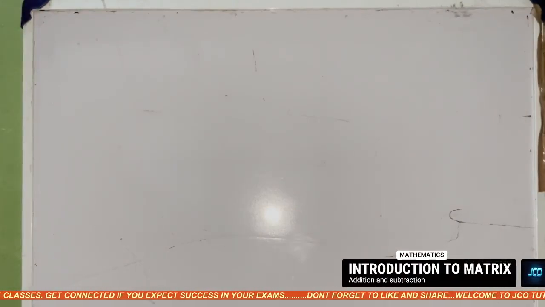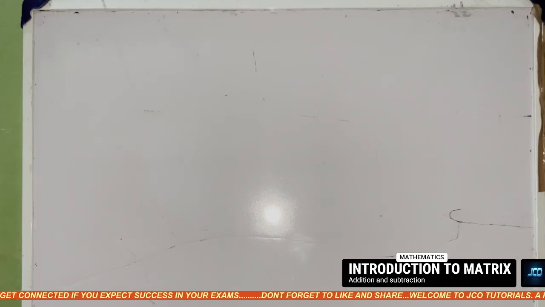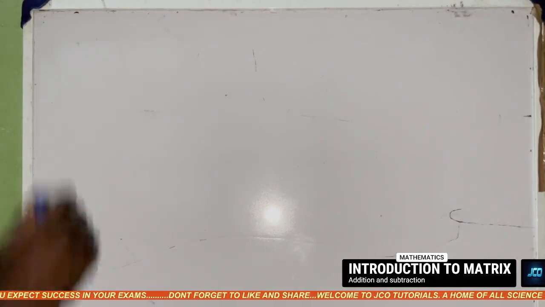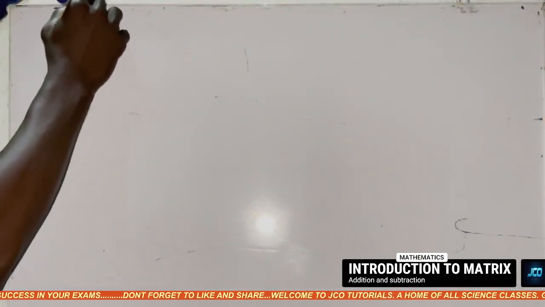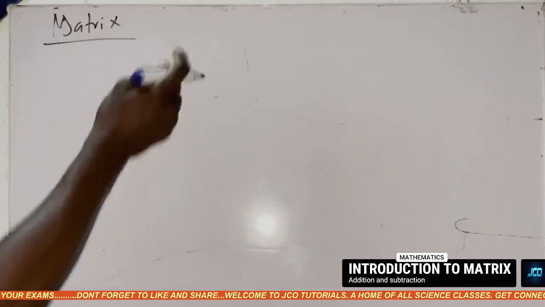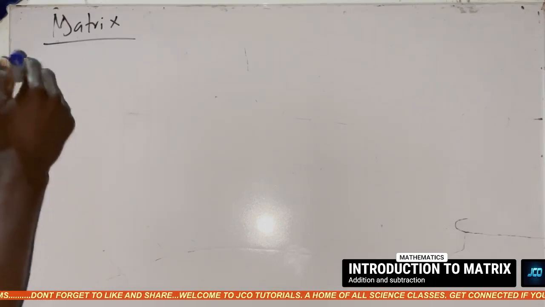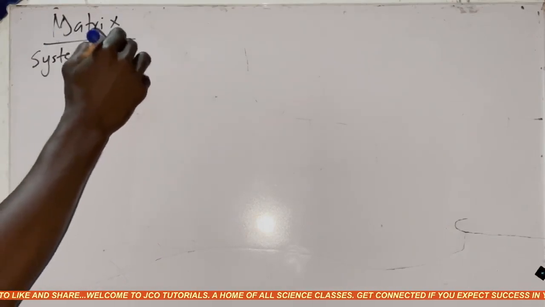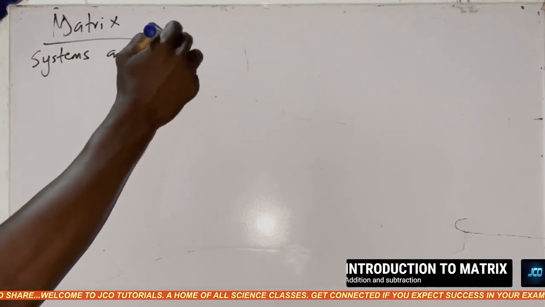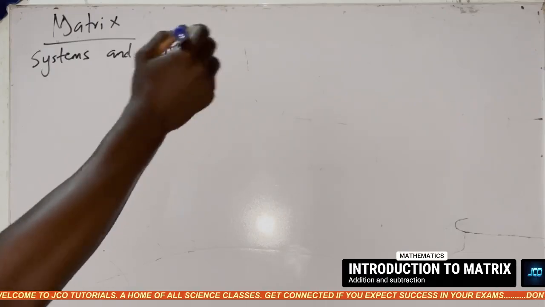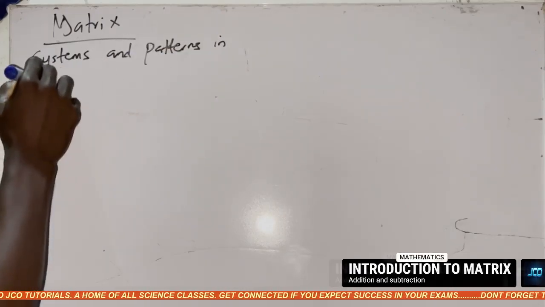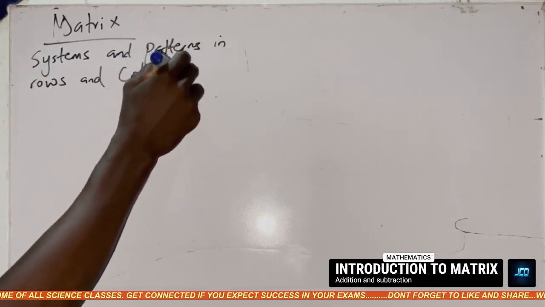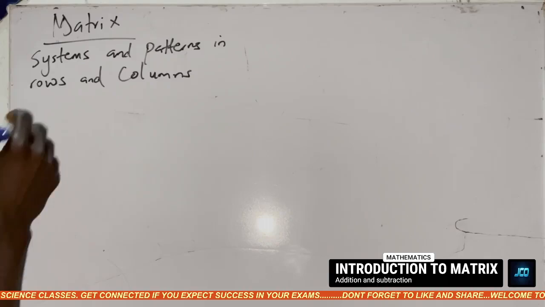Alright, we are going to mathematics. I want to deal with matrices. What is a matrix? It's actually a systematic array of patterns. A matrix is talking about systems and patterns that will be in what? In rows and columns.